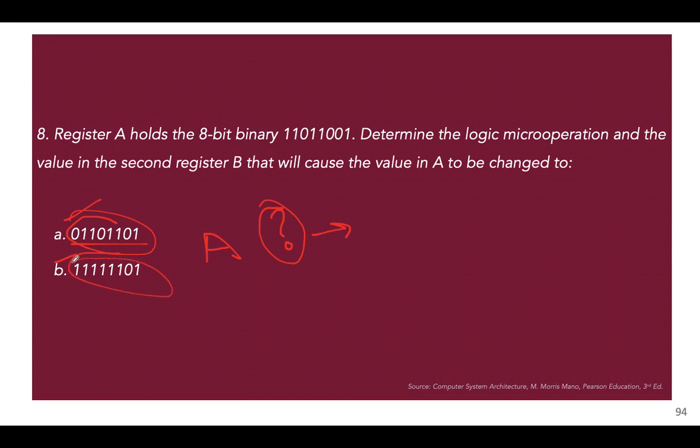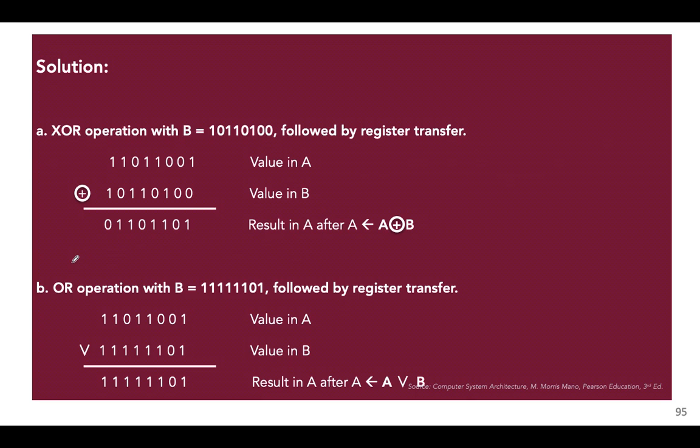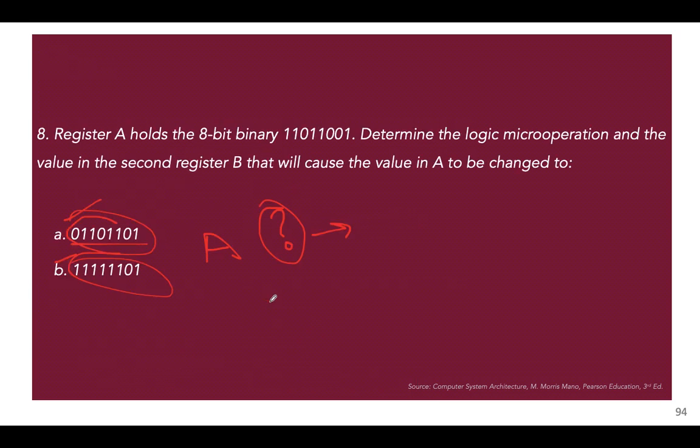And through some hit and trial, you'll note that the first result you can get through an XOR operation, right? XOR operation with B, and OR operation with this B will give you the second number. So A remains the same. You have to guess the operation and the second register B that will give you these results.